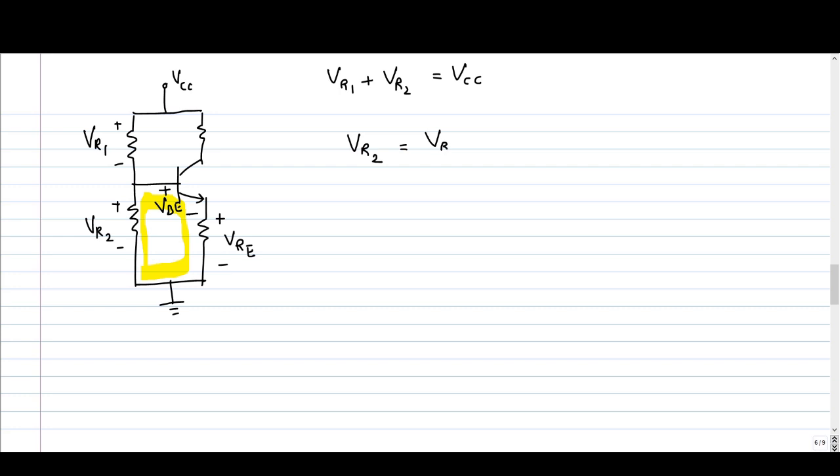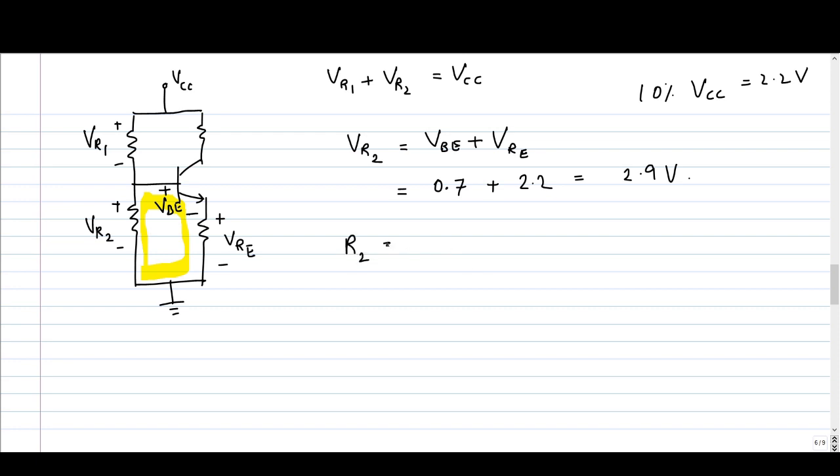Voltage across R2 will be VBE plus VRE. So VBE is 0.7 volt or 0.6 volt. If it is specified in the question, you can use 0.6, or if it is not given, sometimes in the question it will be specified. So here nothing is specified, we can take it as 0.7. VRE, what is the value of VRE? VRE is 10% of VCC. So that is 2.2 volt. Okay, so 2.2 plus 0.7, so it is 2.9 volt.